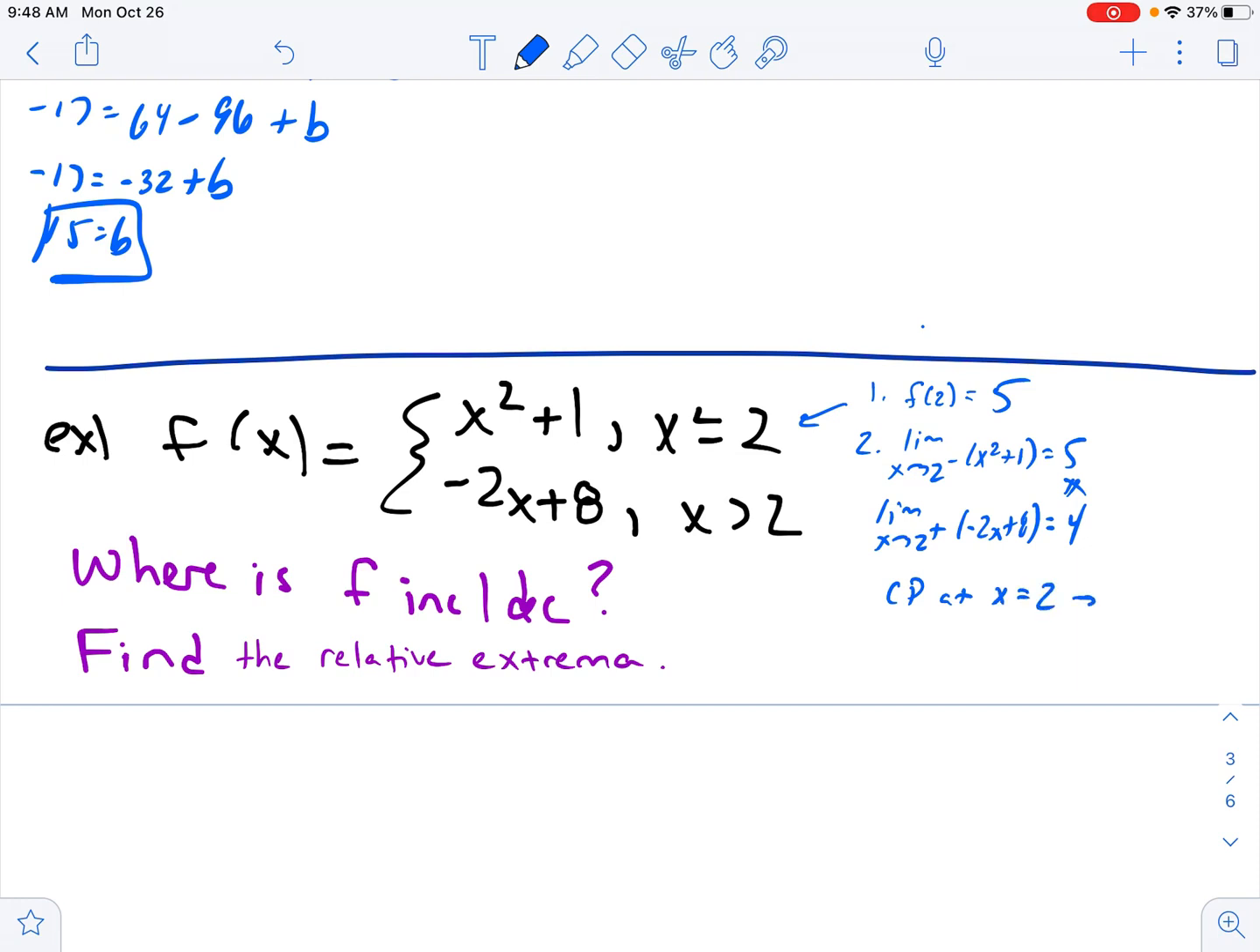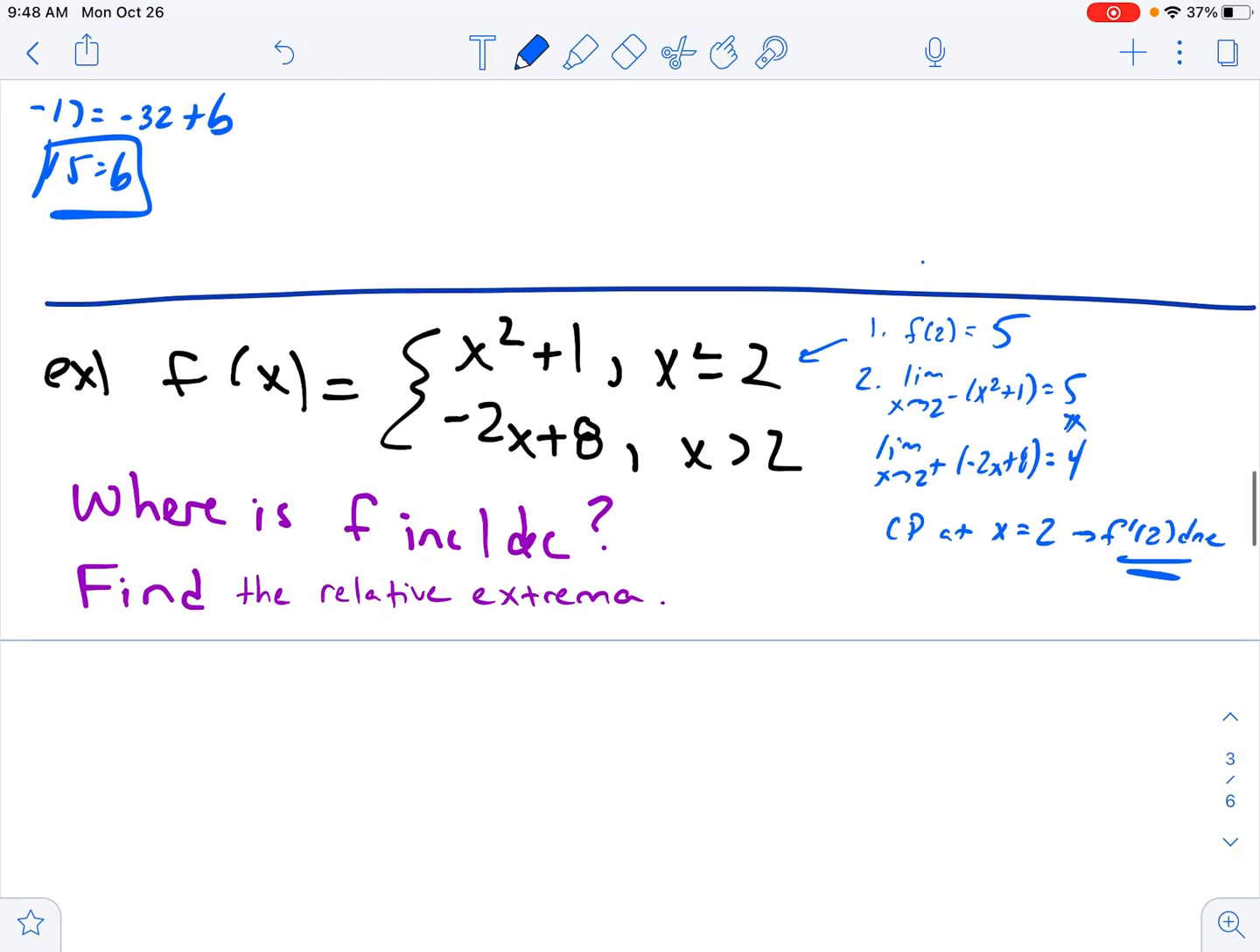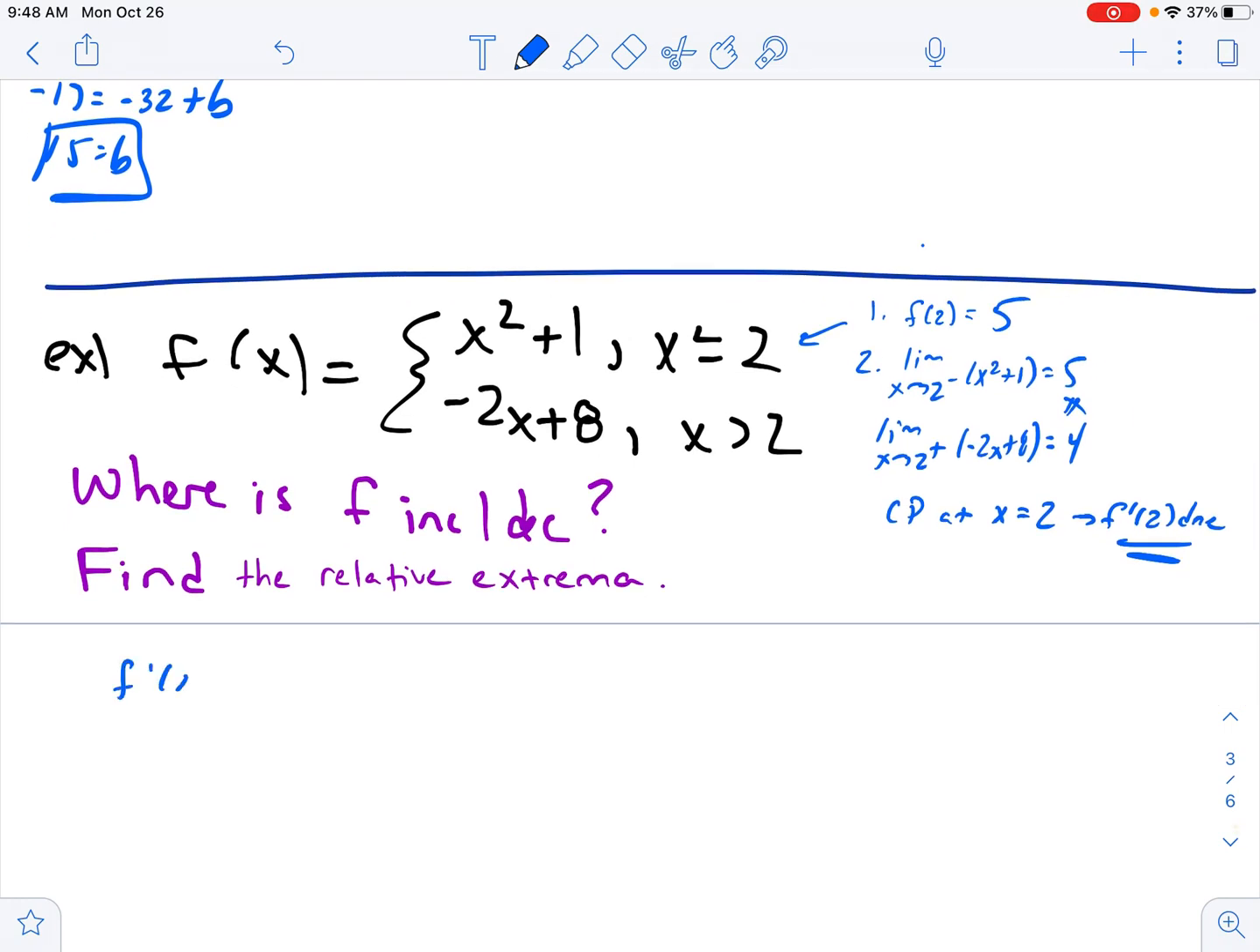So we have a critical point at x equals 2 because f prime of 2 does not exist. Why? Because it's not continuous at 2. Again, when I'm looking at these piecewise functions, I kind of train myself to think about that test for continuity. Okay, so all right, we do have a critical point at 2. The derivative doesn't exist at 2. Great. Let's go ahead and take the derivative of this thing, though. The derivative of the top piece is what? 2x for x values less than 2. The derivative of the bottom piece is just negative 2 for x values greater than 2.